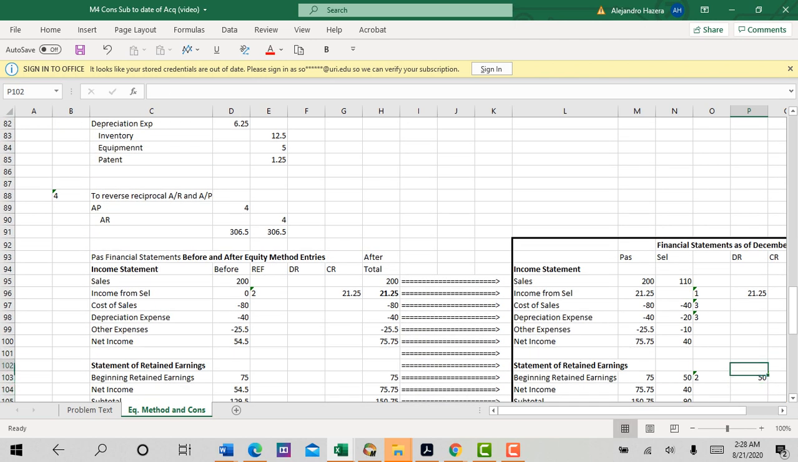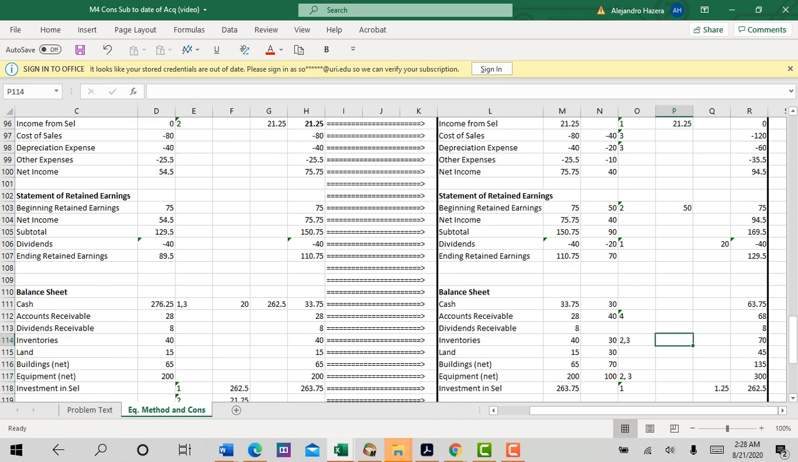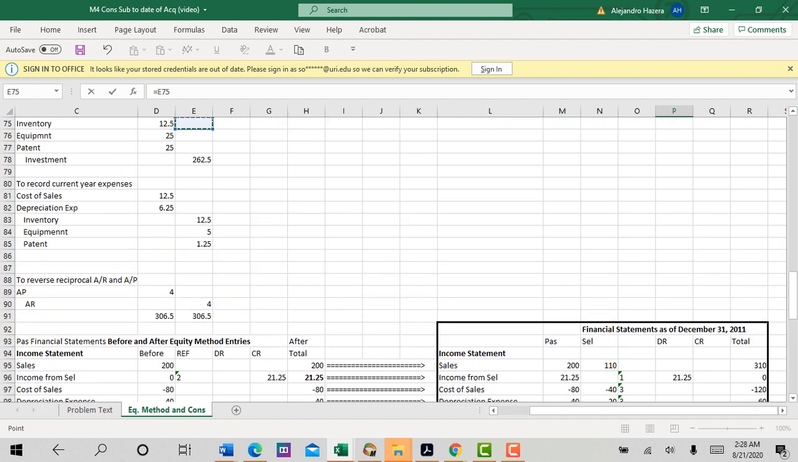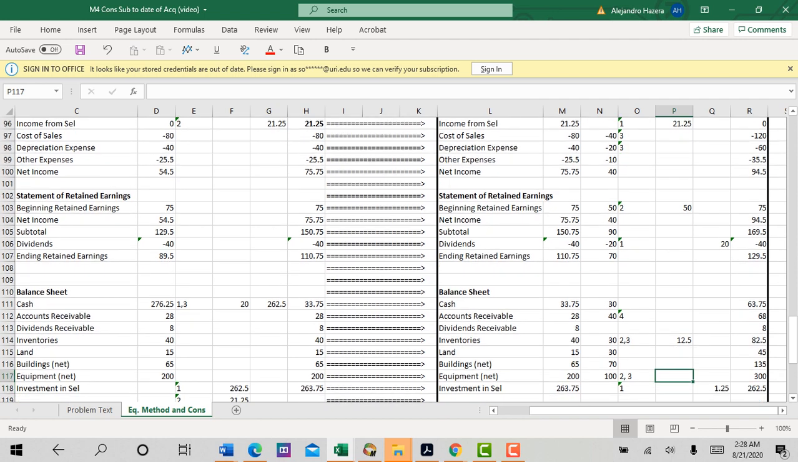Now we're going to debit the 3 assets to write those up. Inventory, entry 2. So we're going to debit inventory for 12.5. We're going to debit equipment for 25, I believe.